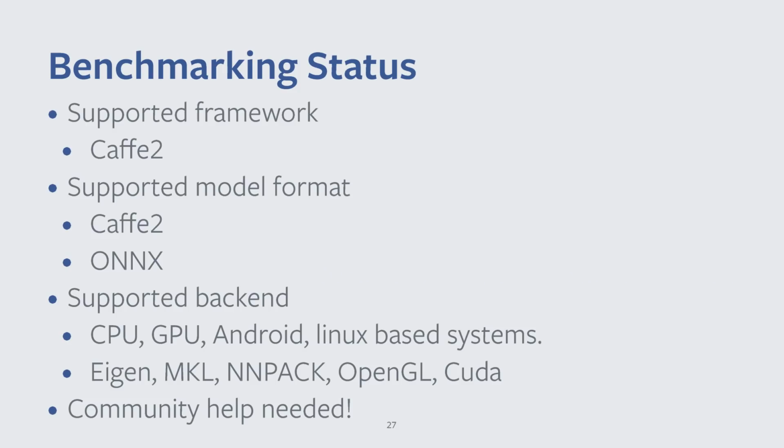The current status is that, as I said, we develop internally for our internal use cases first. So we support Caffe2, and the model formats are Caffe2 and Onyx. Onyx is just a converter from Caffe2. We support all the backends and all the software libraries that Caffe2 supports. We really need some community help to make it support other frameworks or other backends. This benchmarking framework is written in a way that, hopefully, it is framework and backend agnostic, so in the future we can support other frameworks like TensorFlow or MXNet, etc. But there is some work that needs to be done.